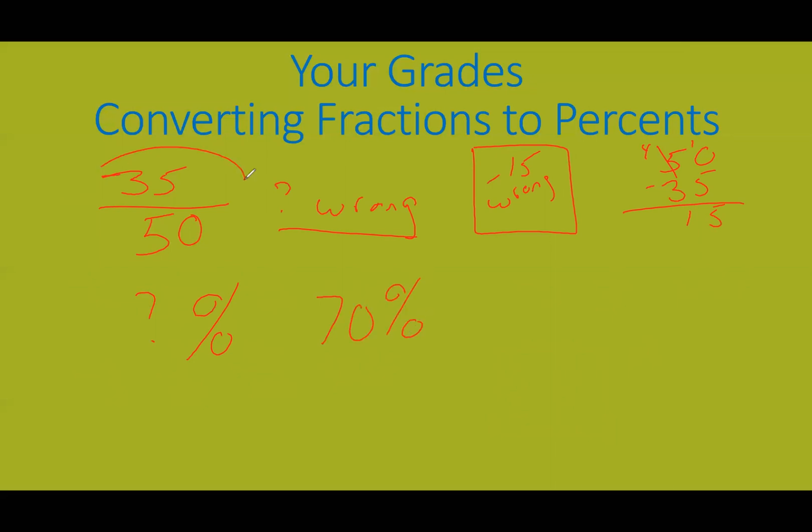Here's how I got 70. I know in order to go from 50 to 100, I have to double it, which means I have to double this, which is 70%. And it's actually a C minus, but I'll take that C.